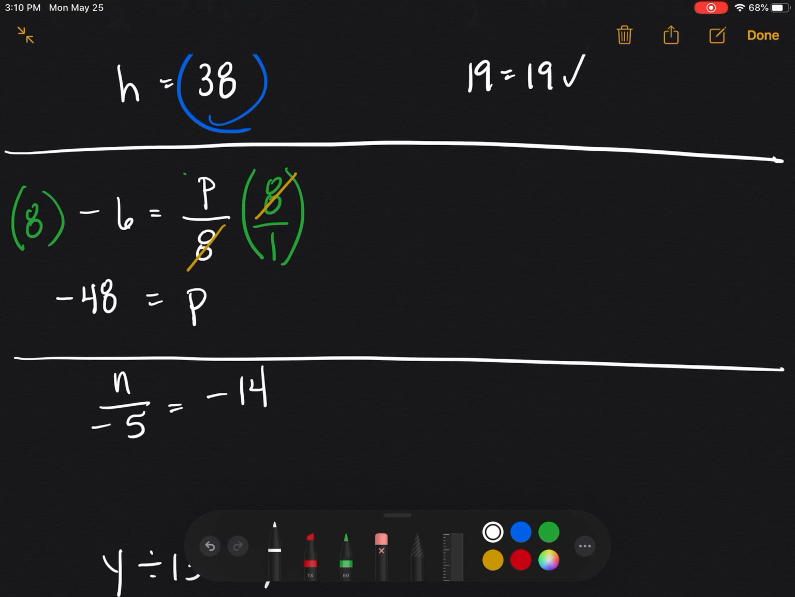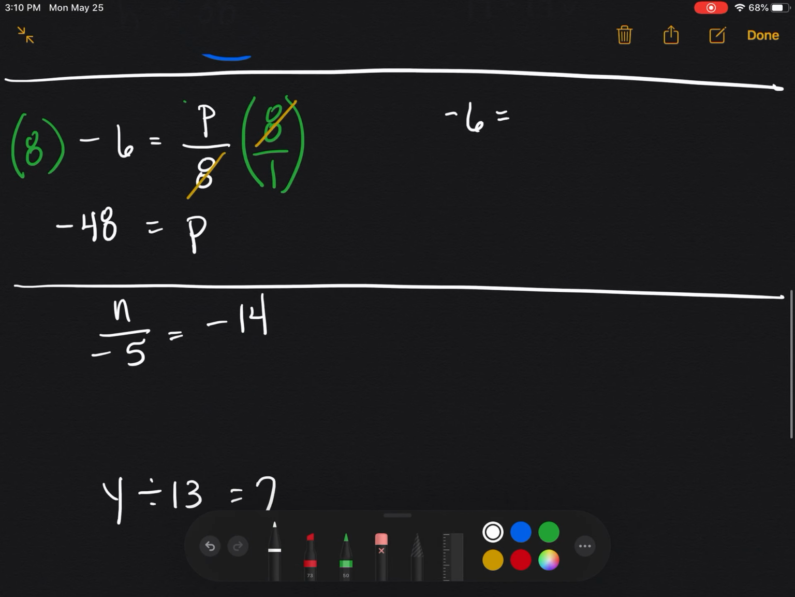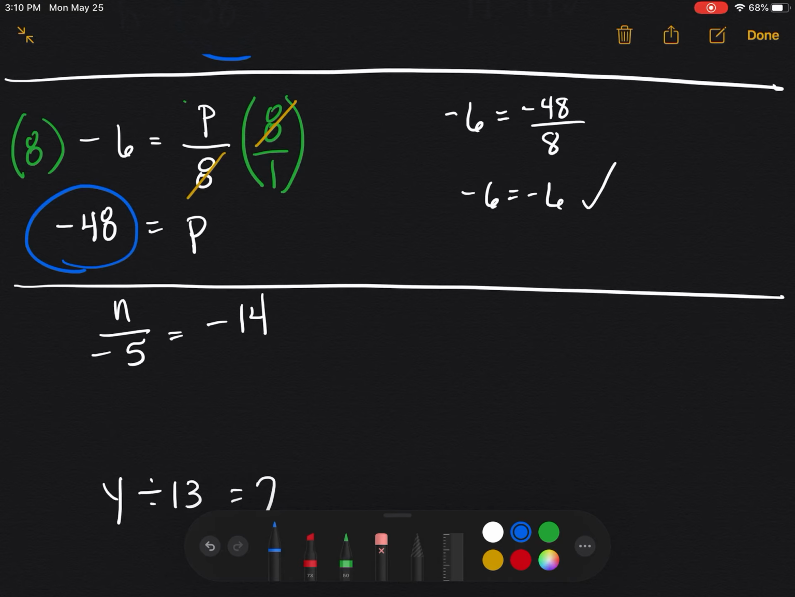Negatives are not optional, guys. If there's a negative involved, you have to take it into account. All right? 48 is not the answer. -48 is the answer. And when I go to plug it back into my original equation, I see that negative 6 equals negative 6, and it checks. So negative 48 is my answer.